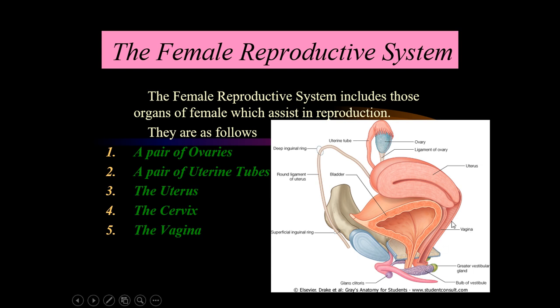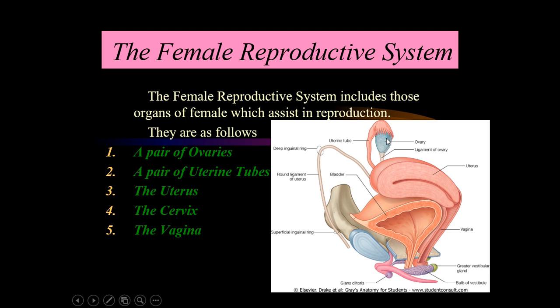So these are all the structures which help in reproduction in the female. The primary organs are the ovaries, just like in the male it will be the testis. Here in females, the main primary organs of reproduction will be ovaries, and all other structures will be the secondary or accessory organs of the female reproductive system. That is a pair of uterine tubes, the uterus, the cervix, as well as the vagina.